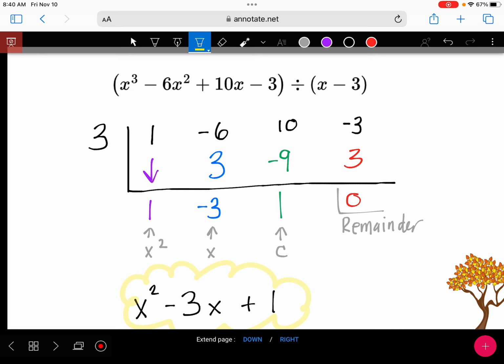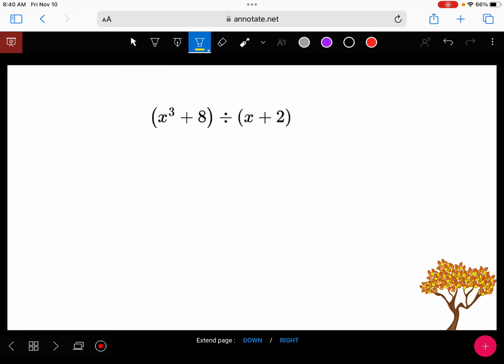We just have one more. But we've checked something every single time and never had an issue with it. I wonder if we're going to face that problem I've teased about. Okay. Last one. Got x cubed plus 8 divided by x plus 2.